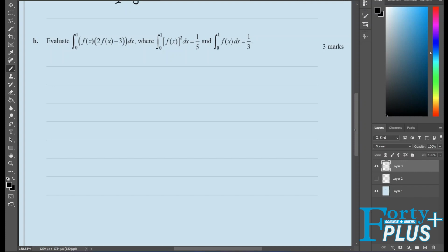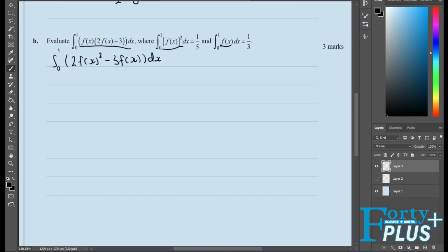So the way we're going to start this question is simply by expanding what's in this problem. So the integral from 0 to 1 of 2 times f(x) squared minus 3 times f(x) dx. Now that we've done this, we have it in some familiar terms that we can now substitute, because we already know what the integral of f(x) squared is, and we already know what the integral of f(x) is, and now it's just a case of dealing with coefficients.